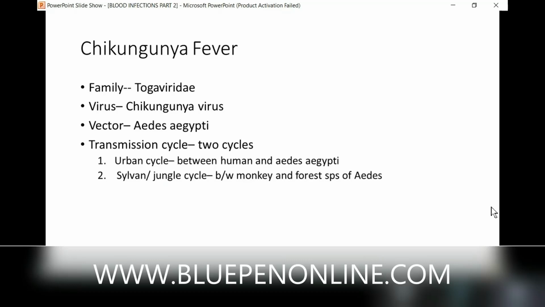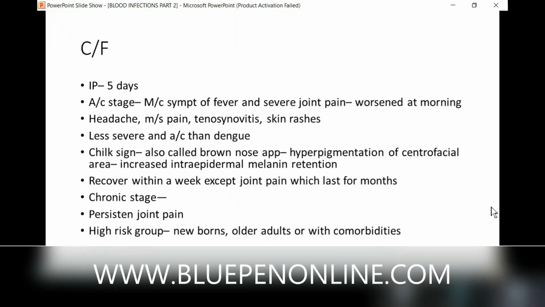Transmission cycle: two cycles are there, an urban cycle and a jungle cycle. The urban cycle is between humans and the Aedes aegypti mosquito. The sylvatic or jungle cycle is between monkeys and forest Aedes. So what are the clinical features? The incubation period is about 5 days. These clinical features help you in the question.